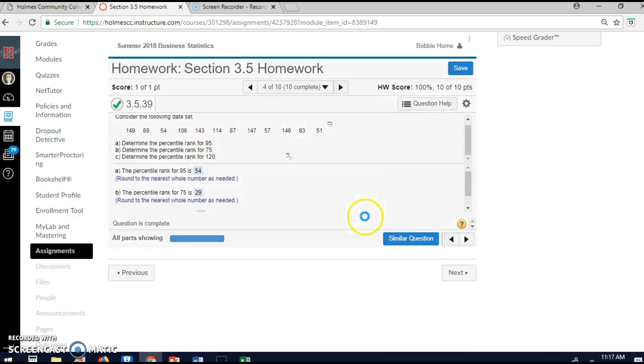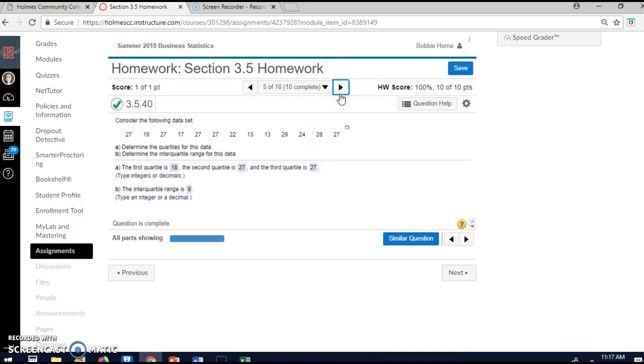Determine the percentile rank. You put them in order. Count how many numbers are below 95. And however many numbers are below 95, say you had 5 numbers below 95, you would do 5 plus 0.5, which is 5.5, and divide it by however many numbers we have here, and then times it by 100.